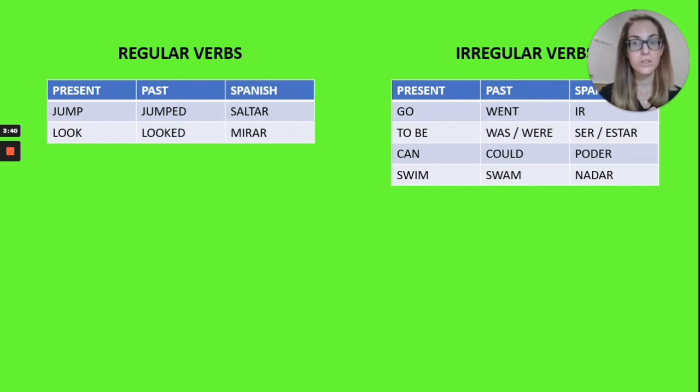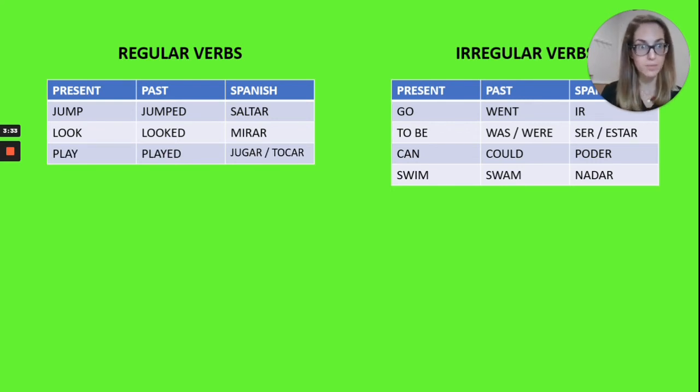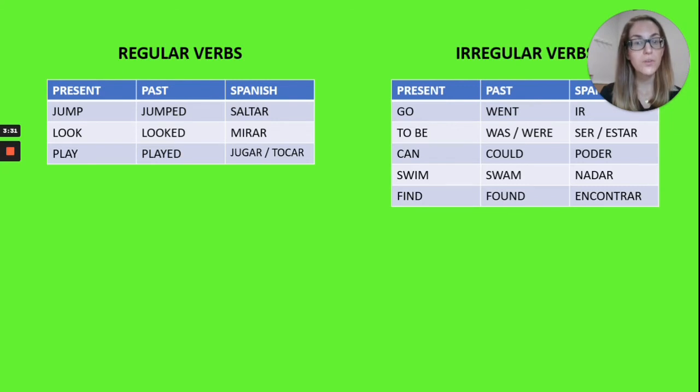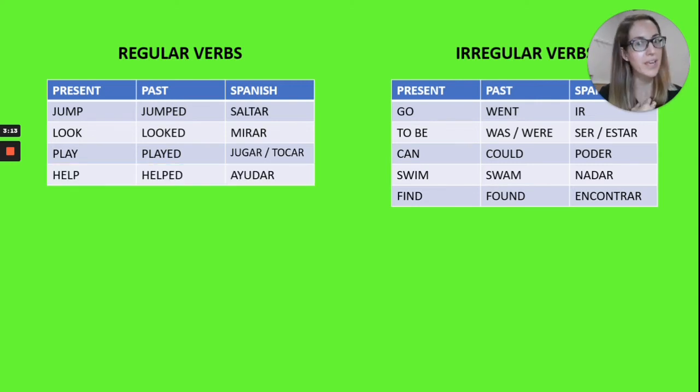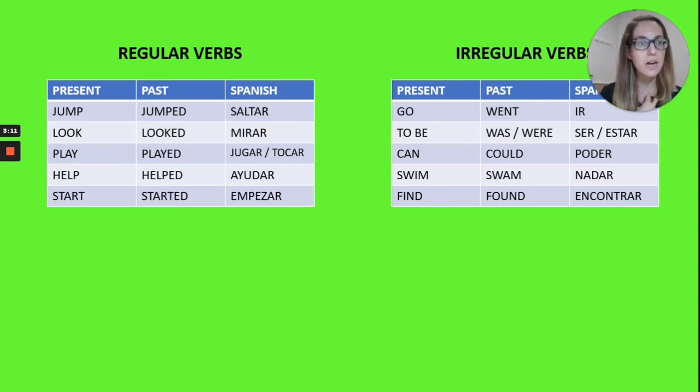Look, looked, mirar. Play, played, jugar o tocar un instrumento. Find, found, encontrar, right? And I always like to study the same regular verbs as irregular verbs. So we have 5 irregular verbs and we only have 3 regular verbs. So we are going to add 2 more regular verbs, which are help, helped, ayudar, start, started, empezar, right?